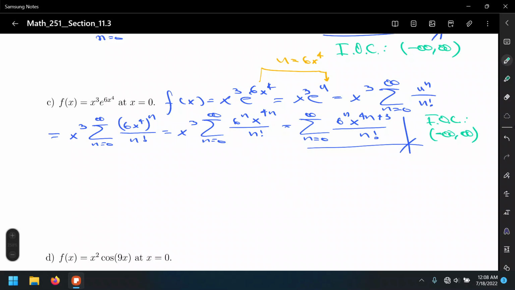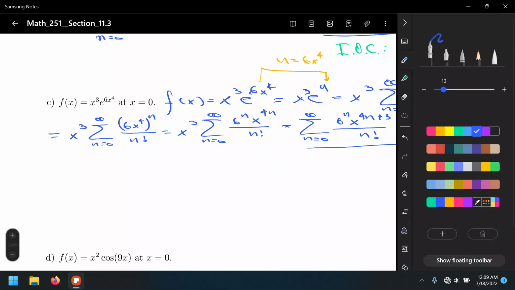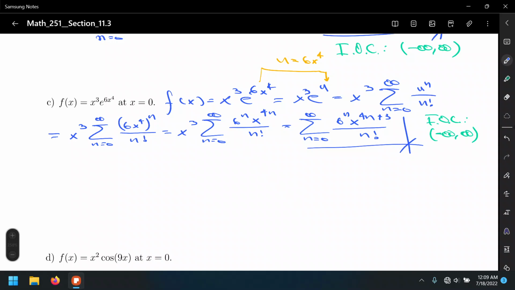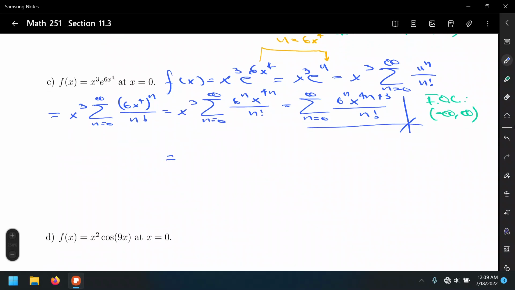Now, on your homework you may be asked to expand a few terms. Expanding this a few terms, that's 6 to the 0 x to the 4 times 0 plus 3 over 0 factorial, plus 6 to the 1st x to the 4 times 1 plus 3 over 1 factorial, plus 6 squared x to the 4 times 2 plus 3 over 2 factorial, plus etc. Okay, let's just expand 3 terms. That's fine, that's enough.